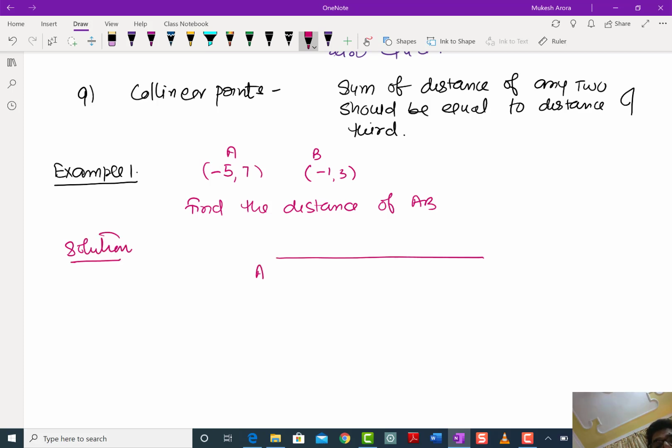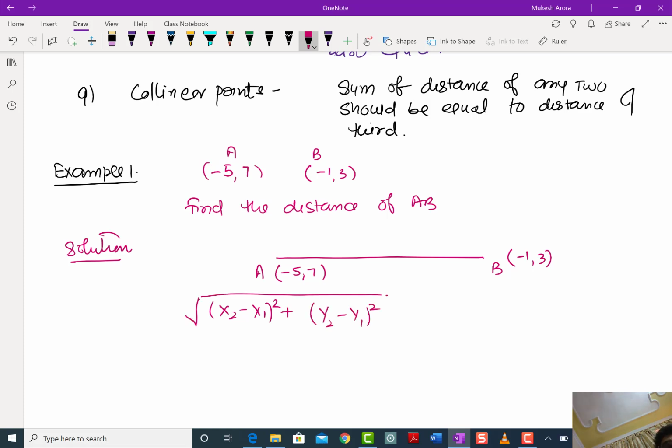This is A, this is B, this is (-5, 7), this is (-1, 3). Distance is the square root of (x2 minus x1) raised to the power 2 plus (y2 minus y1) raised to the power 2. Practice this every time; you have to write the formula: x1, y1, x2, y2. This is x1, y1.